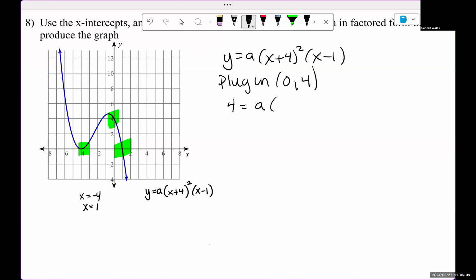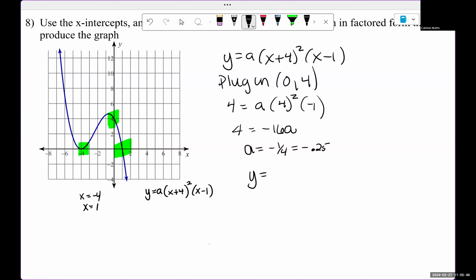Okay, so 0 plus 4 is 4. 0 minus 1 is -1. So I have 4 is equal to -16a. Yeah? So a is equal to -1/4. Or you could also say -0.25. In general, we'd stay with fractions, but this one, we could say -0.25.